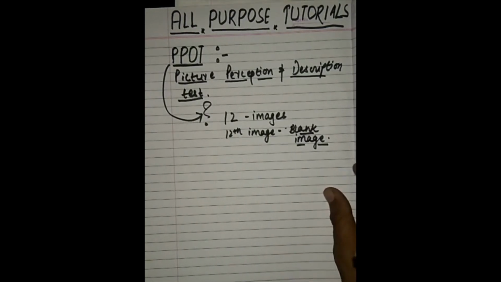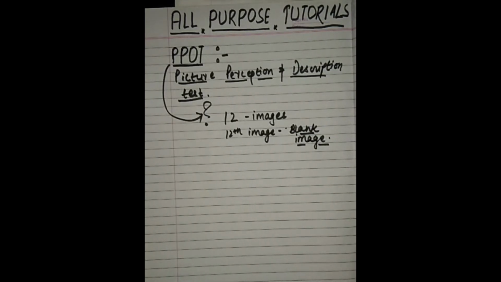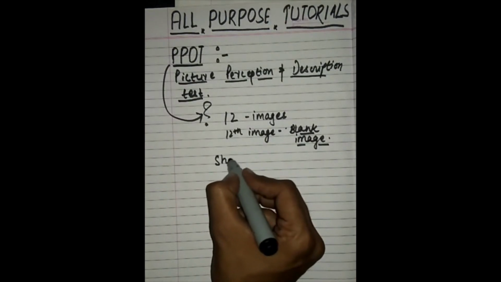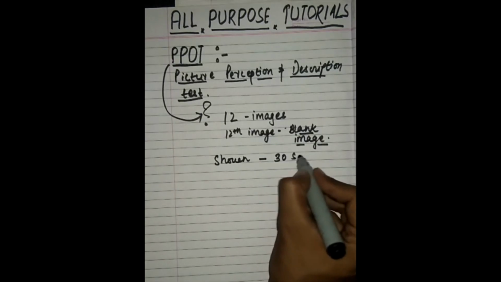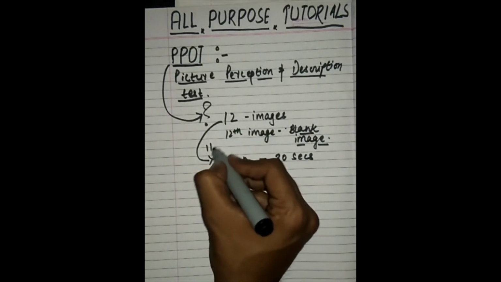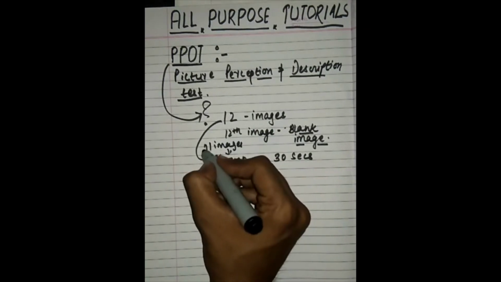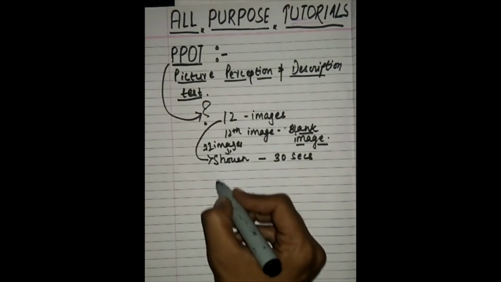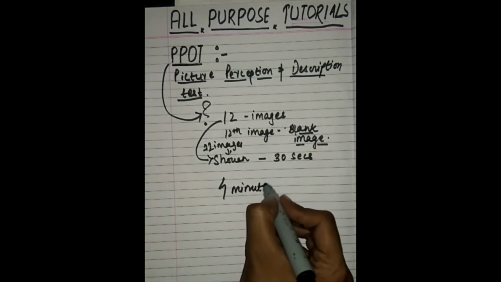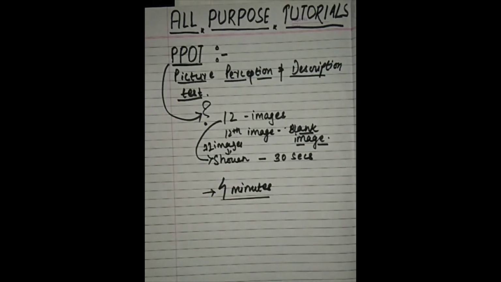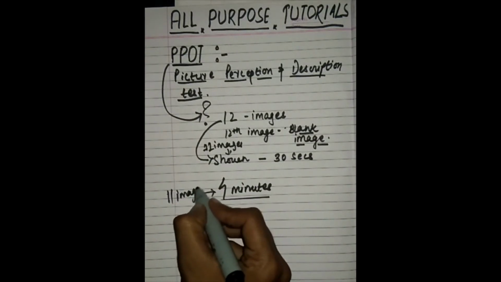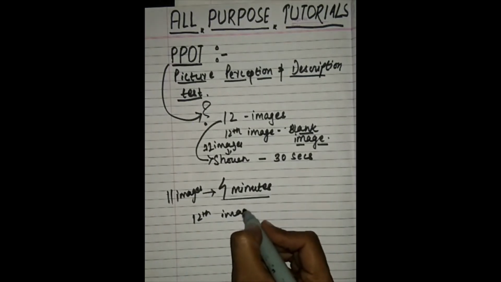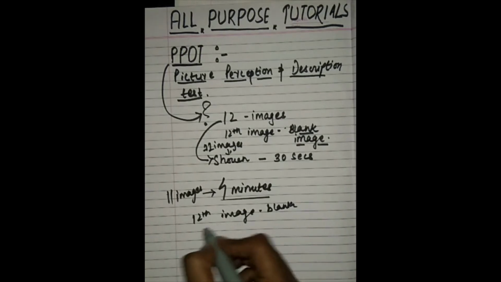Now what is this test? You will be shown 11 images one by one, and each image will be shown to you for 30 seconds. Only the 11 images. Then you will be given 4 minutes to write about each image, the 11 images, and the 12th image will be blank, as I said earlier, and you have to write it by your own imagination.